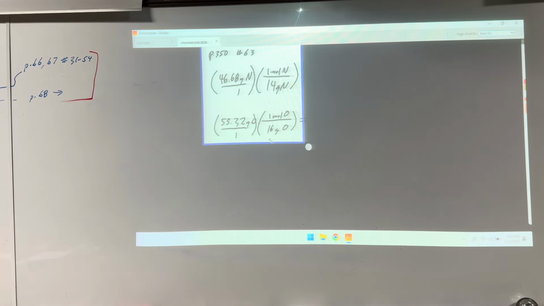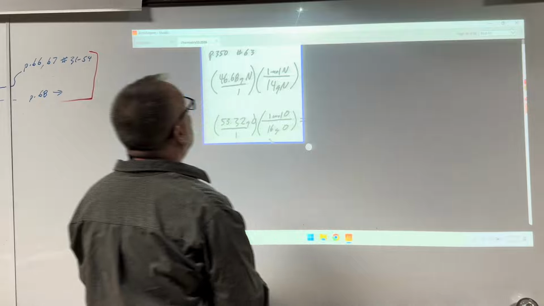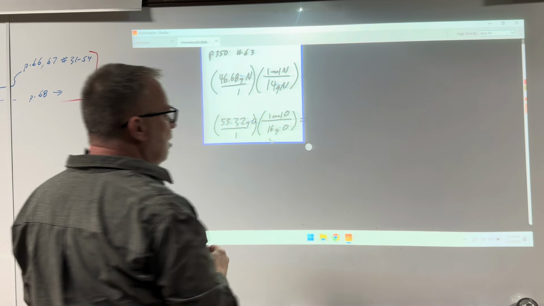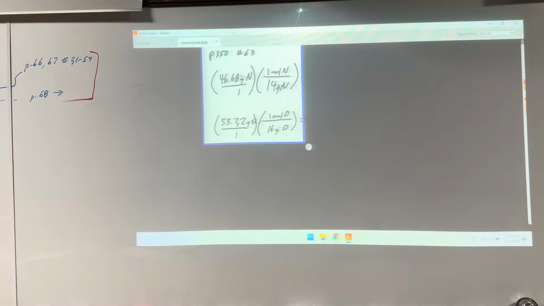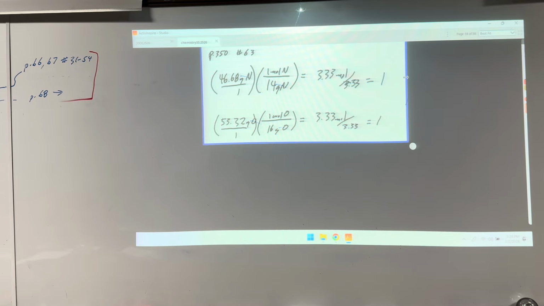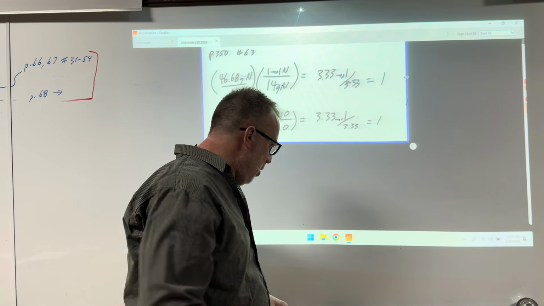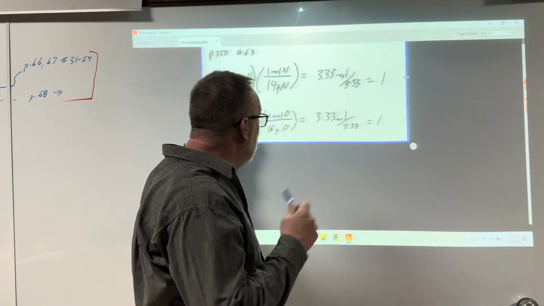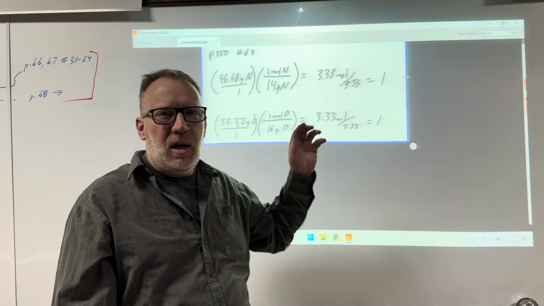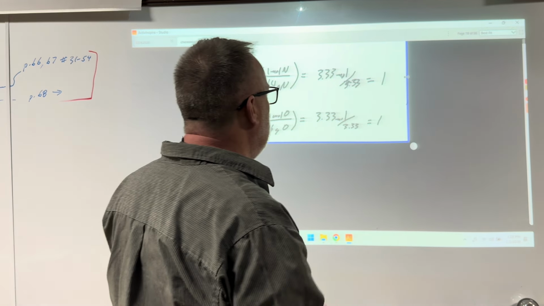And when you cancel grams nitrogen, and over here you cancel grams of oxygen, your moles are about 3.33 each, and dividing by the smallest, which is 3.33. Make sure you know what steps to do next. So just to write this down isn't going to do you any good. You got to be able to predict what step comes next.